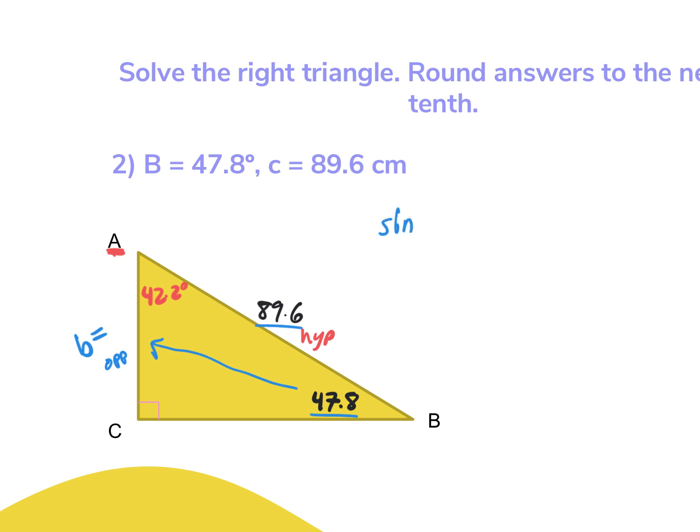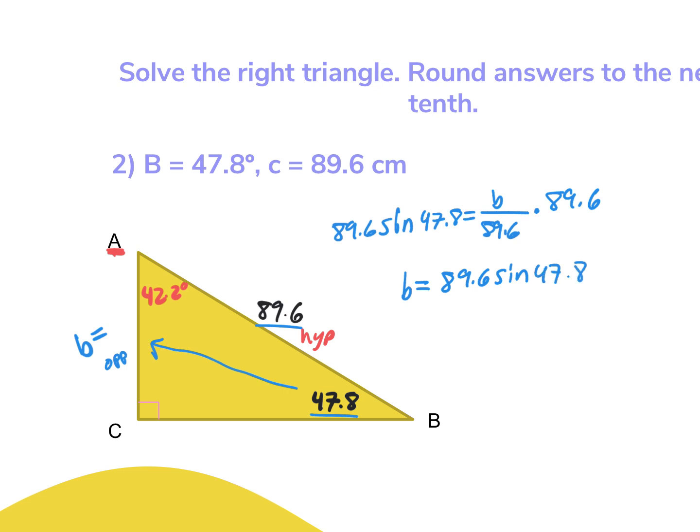All right, SOHCAHTOA, so it's going to be sine of 47.8 is my side B over my hypotenuse, which is 89.6. And then to get B by itself, I would multiply 89.6 on both sides. And then I get B is whatever you get when you do 89.6 times sine of 47.8 in your calculator, which to the nearest tenth should get you 66.4.